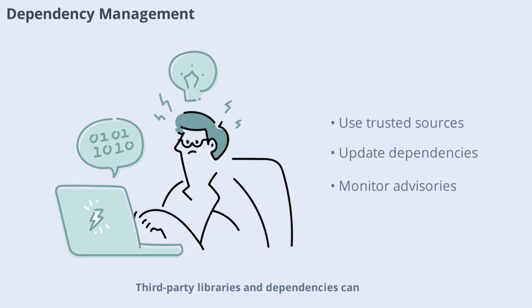Third-party libraries and dependencies can introduce vulnerabilities if not managed carefully. Always use trusted sources, keep dependencies up to date, and monitor for security advisories. By regularly auditing your dependencies, you can reduce the risk of introducing insecure code into your app. Let's discuss best practices for managing dependencies securely.